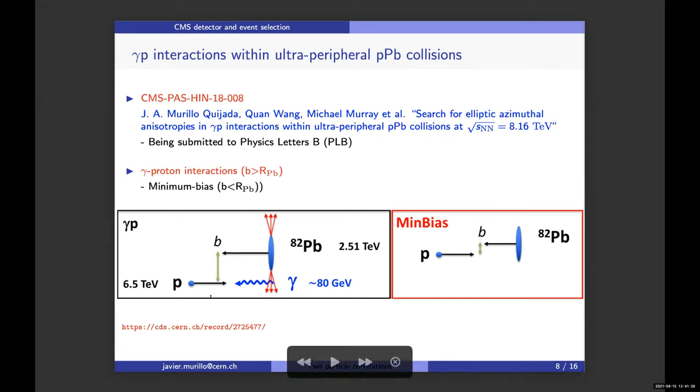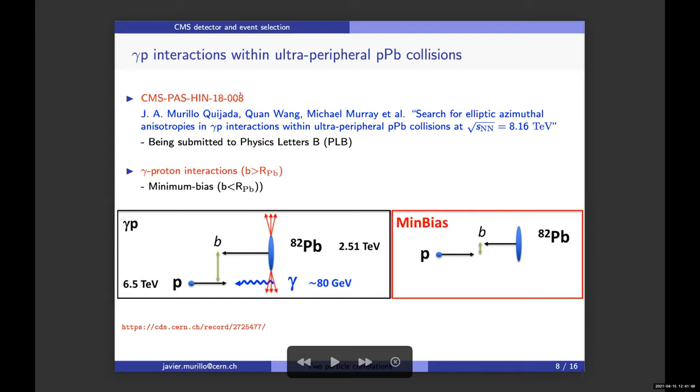Then this suppresses the hadronic interactions that occur in results that have been previously studied with the minimum bias framework, which is represented with this diagram here on the right with the smaller impact parameter.